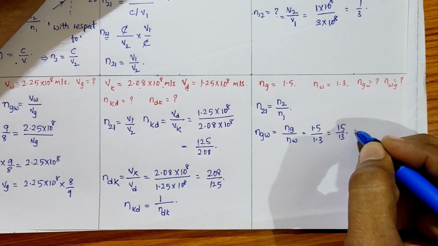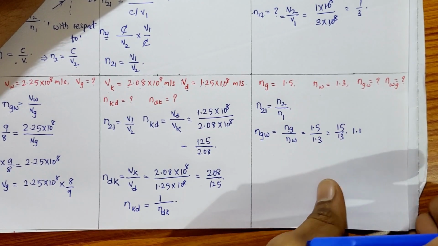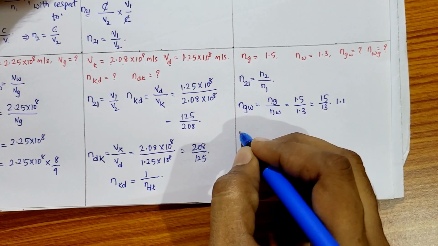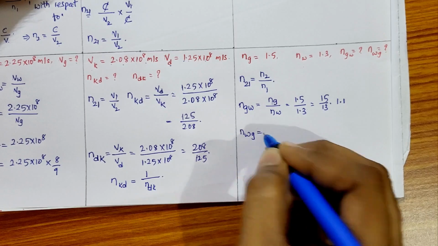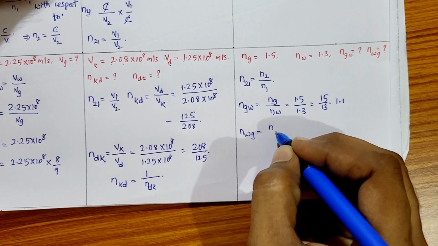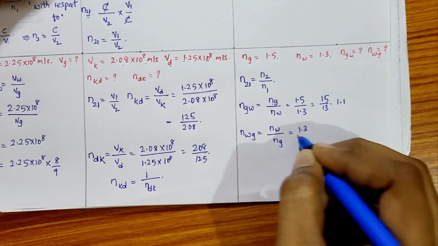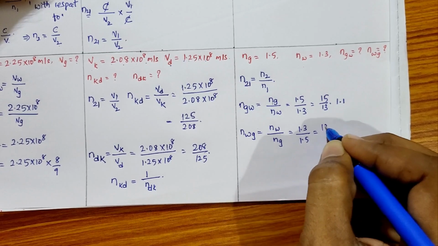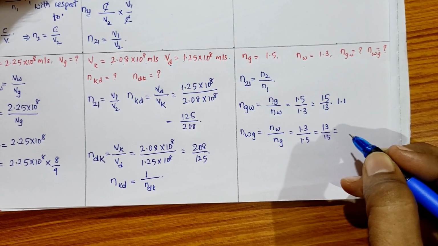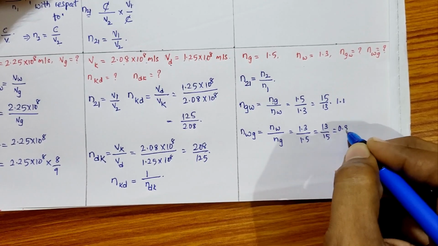Somewhere it will be 1 point something. 1.1. Right. So now let us find out refractive index of water with respect to glass. It will be refractive index of water divided by refractive index of glass. It will be 1.3 divided by 1.5. It is 13 divided by 15. It is going to be 15 8s are 120, 15 9s are 135. So 0.8 something.